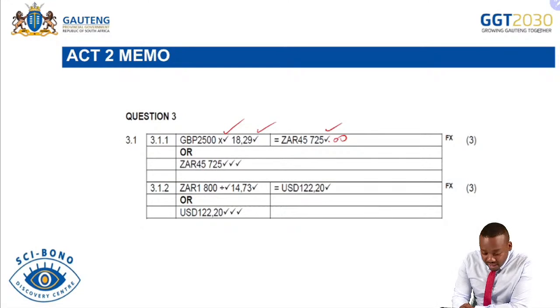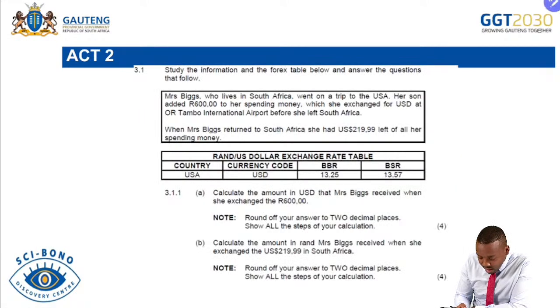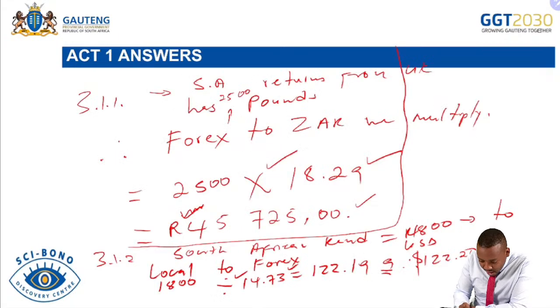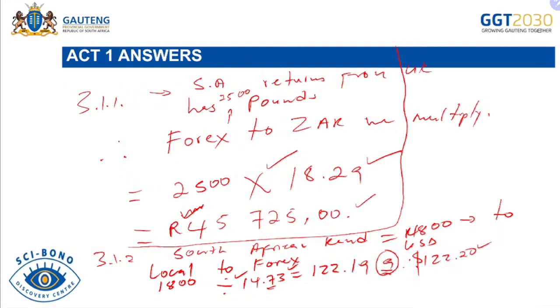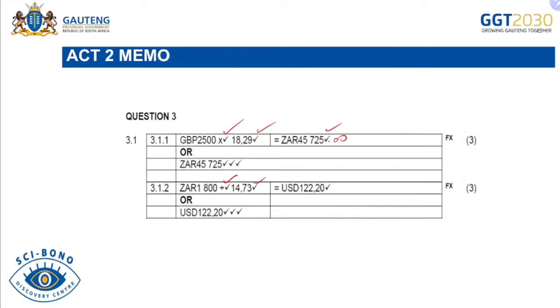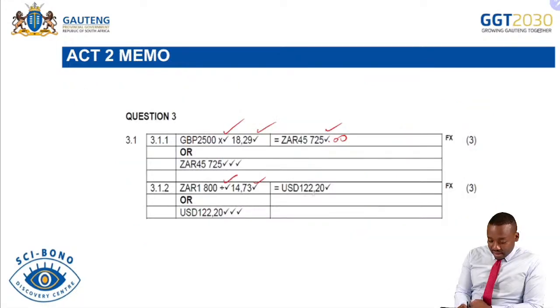I've got my 1,800 rands. Then there's the first mark, whether the child knows that they are dividing. Then the second mark, let me go back. Did I use the correct exchange rate? Yes, I did. Then you get the second mark. Then your answer: remember I said when we say round off to 2 decimals, you check the 2 numbers after the comma, and if the third one is above 5, then you round up. If it was below 5, then it was going to be 19. There you have your answer.